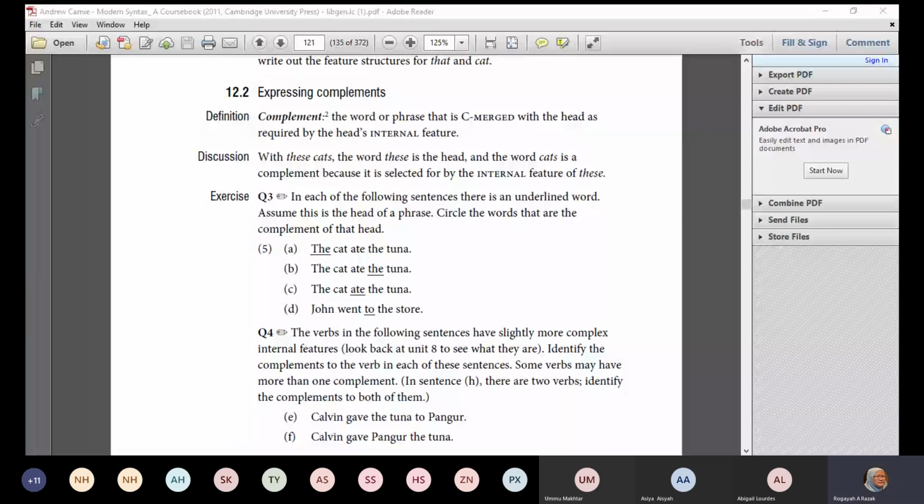Any question about these three diagrams?